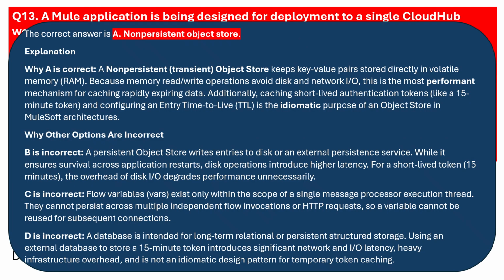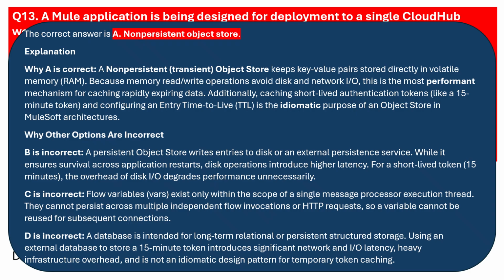Non-persistent object store. Explanation. Why A is correct. A non-persistent transient object store keeps key value pairs stored directly in volatile memory, RAM. Because memory read/write operations avoid disk and network I/O, this is the most performant mechanism for caching rapidly expiring data. Additionally, caching short-lived authentication tokens, like a 15-minute token, and configuring an entry time to live, TTL, is the idiomatic purpose of an object store in MuleSoft architectures.